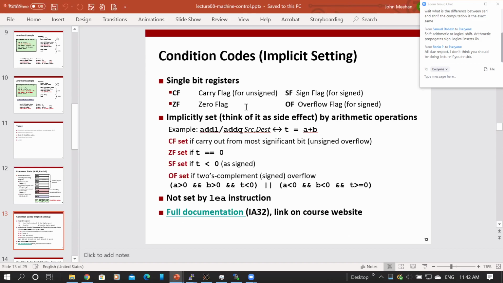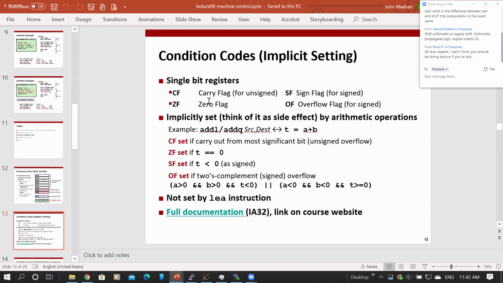The other one is the sign flag. So anytime you throw something in a register, if the leftmost bit is a 1, this sign flag condition code gets lit, saying, oh, that thing looks like a negative number. The leftmost bit is a 1, right? So we can use that to trigger our conditional branches as well.